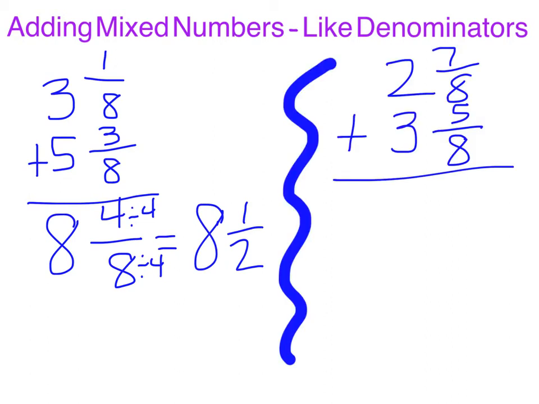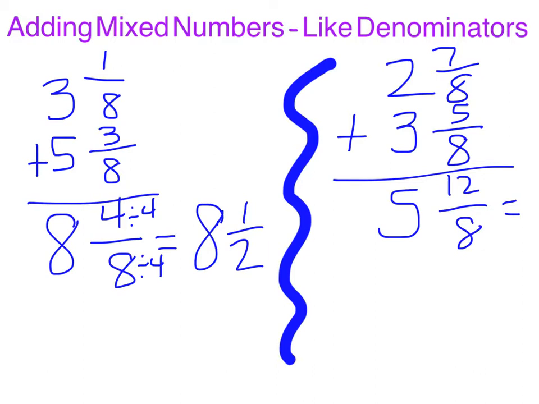Let's look at just one more example. The first thing we are going to do is add the whole number parts, which is 2 plus 3, and that is equal to 5. Then we are going to add the fraction parts, which are 7/8 and 5/8, and we are going to end up with 12/8. Looking at this answer, you're going to notice, hopefully, right away, that 12/8 is an improper fraction and needs to be simplified.